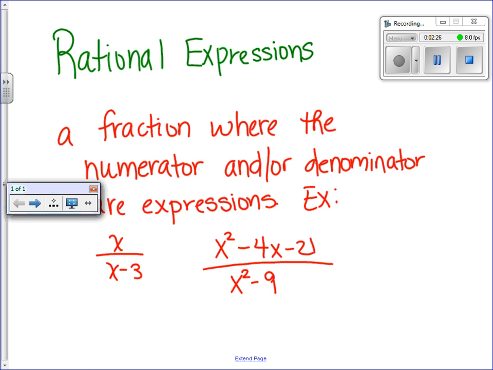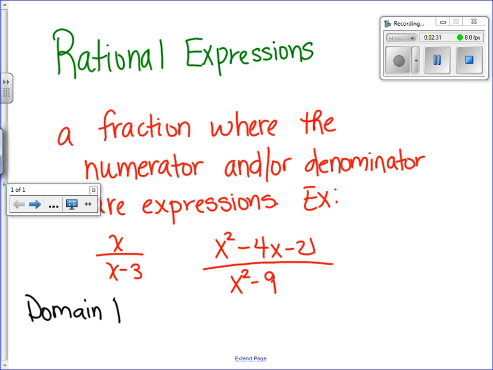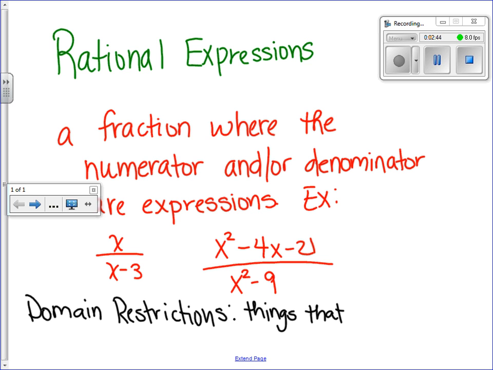So in everyday language, domain restrictions basically are things that x can't be. Because if x were these things, we would be dividing by 0. So they're things that x can't be.